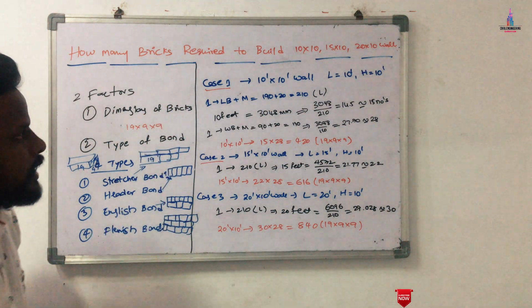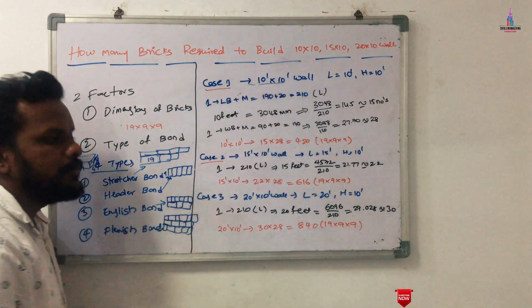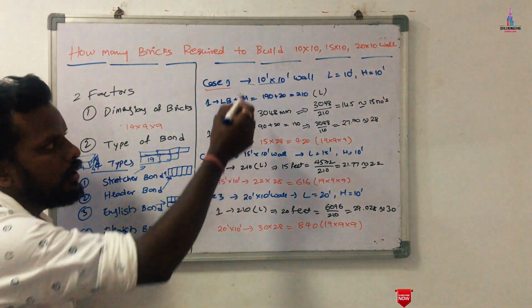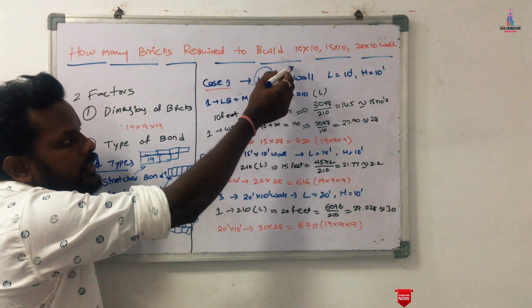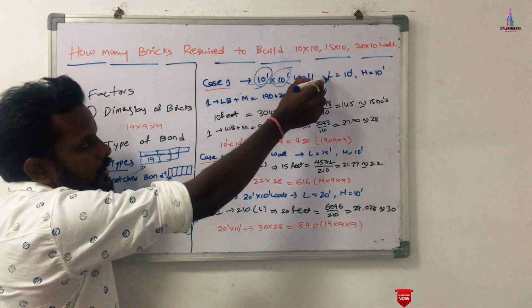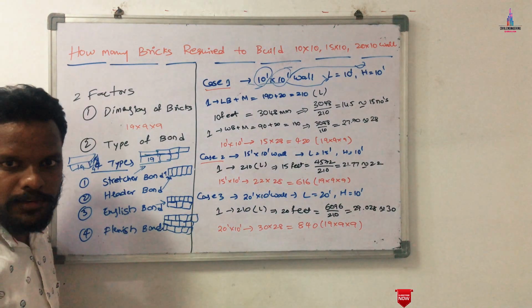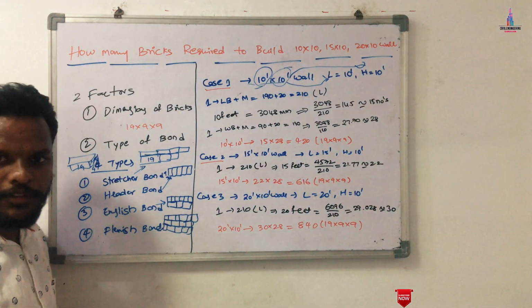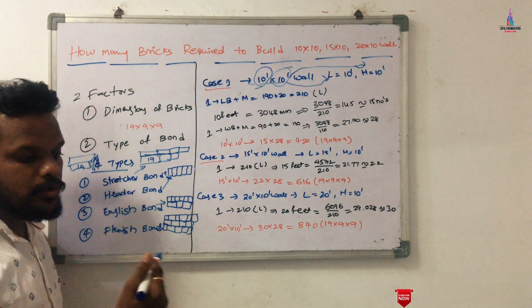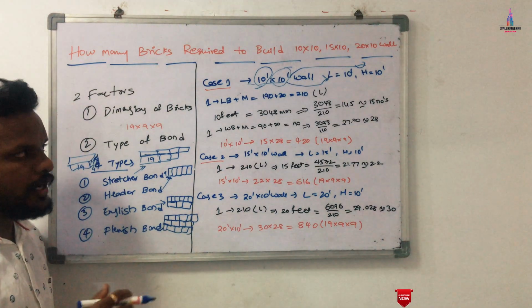The first one is related to the 10 feet cross 10 feet wall. The length of the wall is considered as 10 feet, and the height of the wall is also 10 feet. This is the length and this is the height. The floor to floor height we can consider as 10 feet or 11 feet, depending on your consideration. Here in this case I have taken 10 feet only.